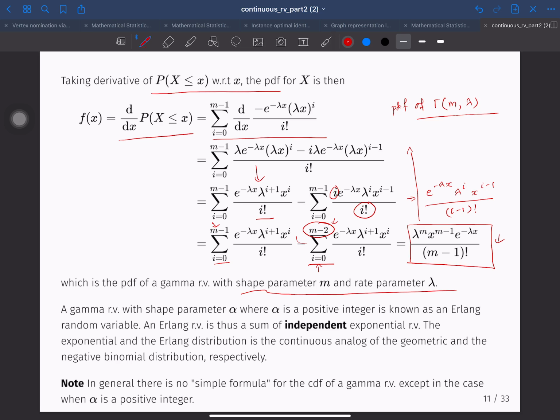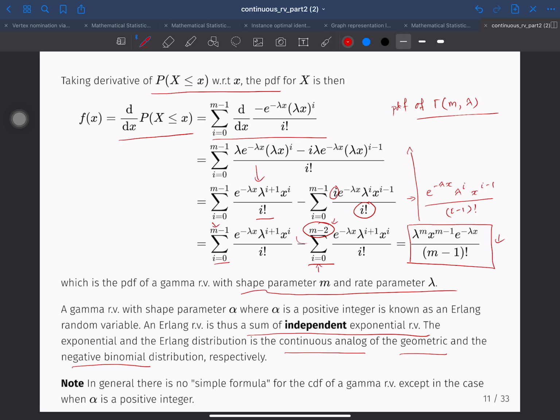So a gamma random variable with the shape parameter alpha, where alpha is a positive integer, turns out to be known as the Erlang random variable. And the name Erlang just means a sum of independent exponential random variables. So the Erlang serves as the continuous analog of the negative binomial, because as you recall, the negative binomial is the sum of independent geometric random variables.